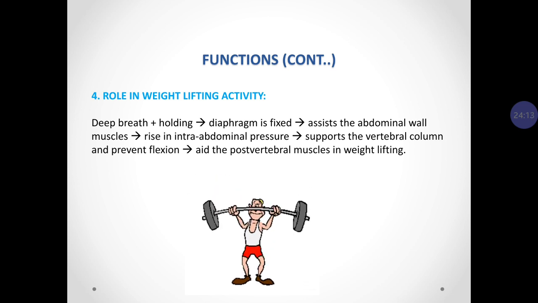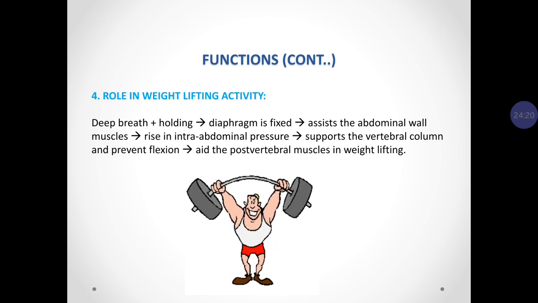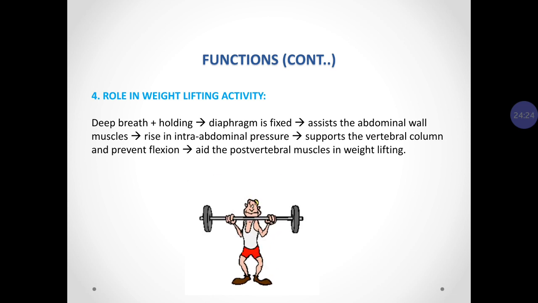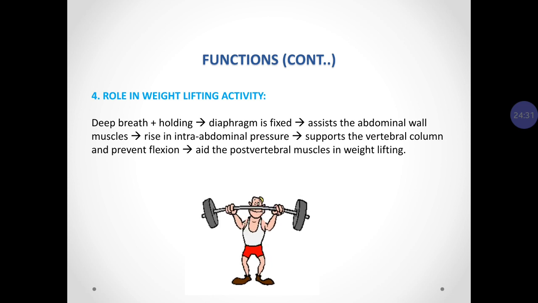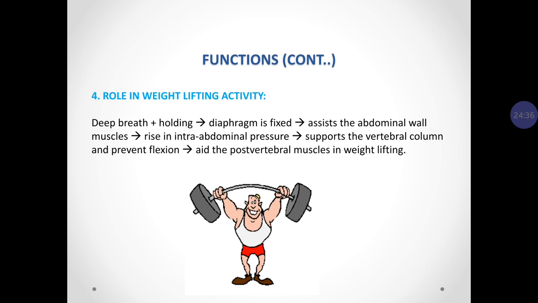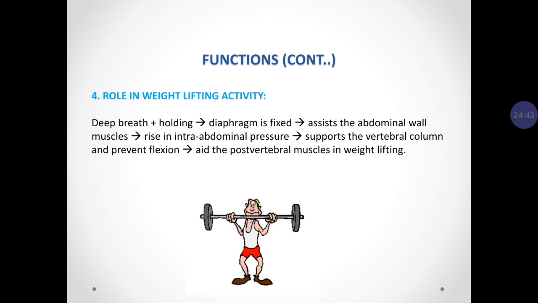And the next important function is the role of the diaphragm in weightlifting activity. When weightlifters take a deep breath and hold it, they actually fix the diaphragm. In that posture, the diaphragm assists the abdominal wall muscles to raise the intra-abdominal pressure, which supports the vertebral column and prevents flexion of the vertebral column. In this way, the vertebral column is supported, and it also aids the post-vertebral muscles in lifting heavy weights.